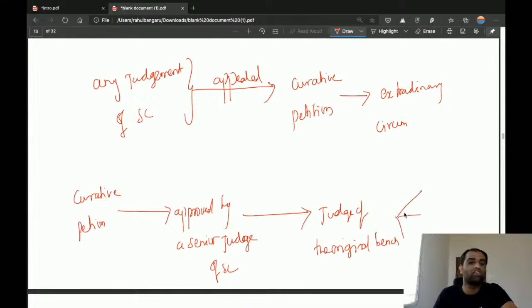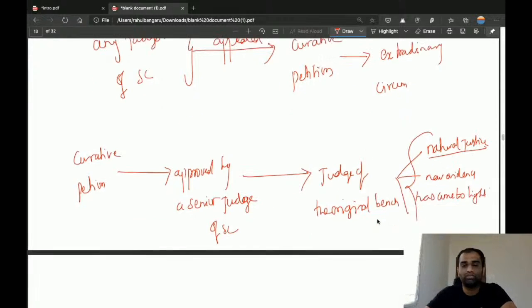Now this judge will take a look at this curative petition, and he will examine whether the principles of natural justice have been violated, or if new evidence has come to light. So based on these two circumstances, he will examine this curative petition.